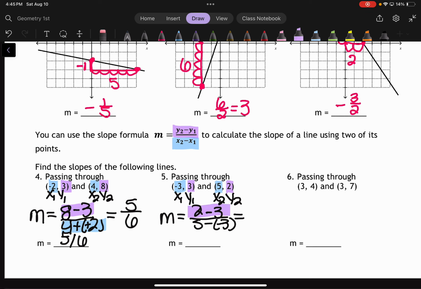So 2 minus 3, that is going to give us -1. Over, and then on the bottom, 5 minus a -3. Again, 2 negatives make a positive. So this turns into a plus, and that's going to give us 8. So here it is -1 over 8.